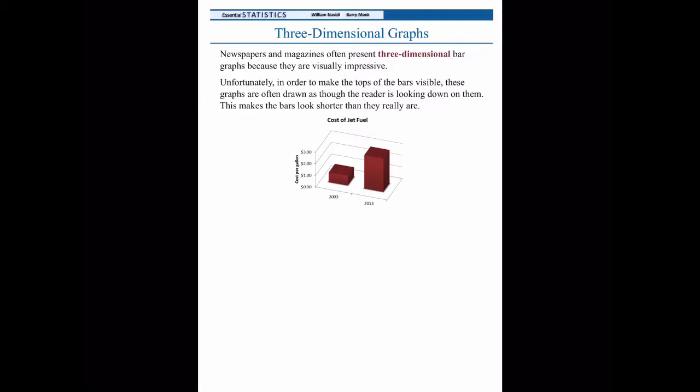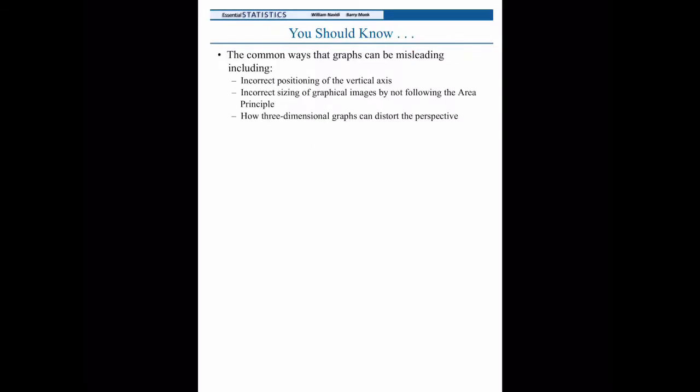So you have to be very careful with how you present graphs, because you can unintentionally skew what you're showing and provide a message that you didn't intend. Things you should now understand are the 3 ways graphs are typically misleading: incorrect positioning of the vertical axis, incorrect sizing because of the area principle, you're actually making it much bigger than you think you are.